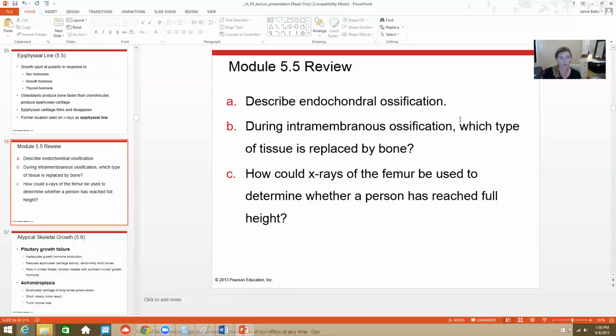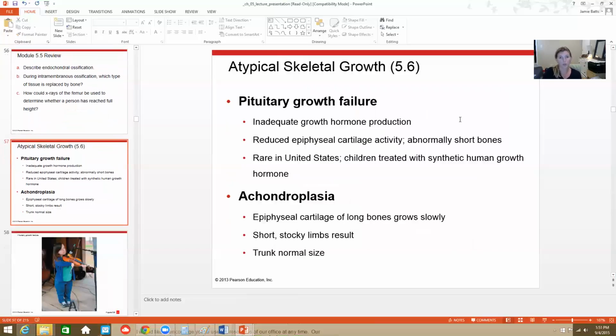Little section review for you. Let's talk about atypical growth. You have pituitary growth failure. This is from inadequate hormone production from the pituitary.